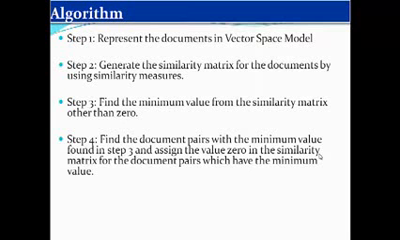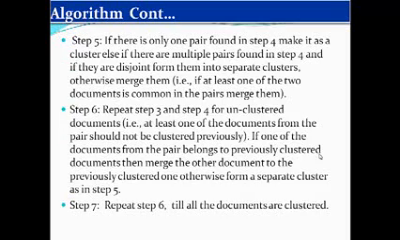Algorithm. Represent the document in vector space model. Generate the similarity matrix for the documents by using similarity measures. Find the minimum value from the similarity matrix other than 0. Find the document pairs with the minimum value found in step 3 and assign the value 0 in the similarity matrix for the document pairs which have the minimum value.